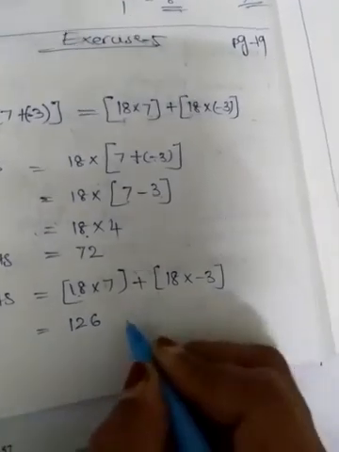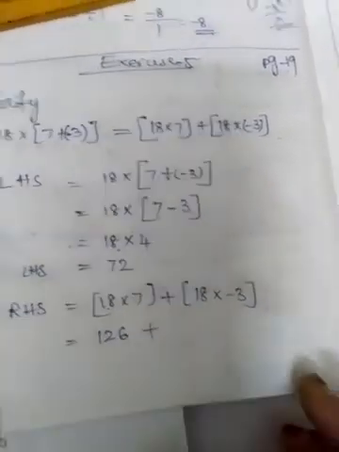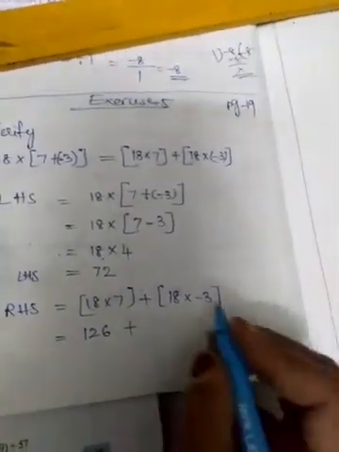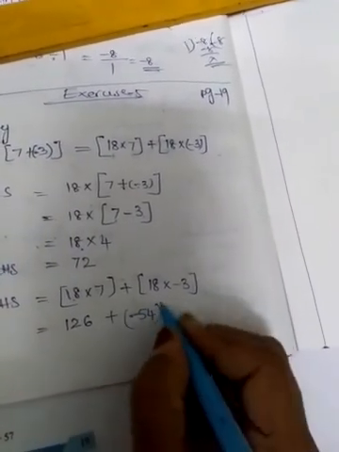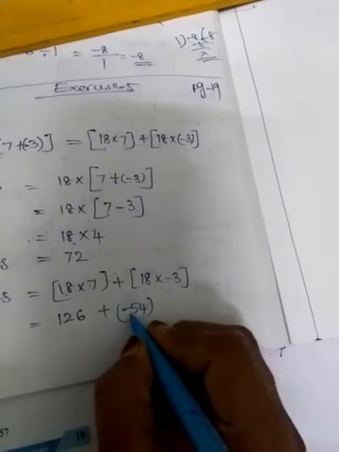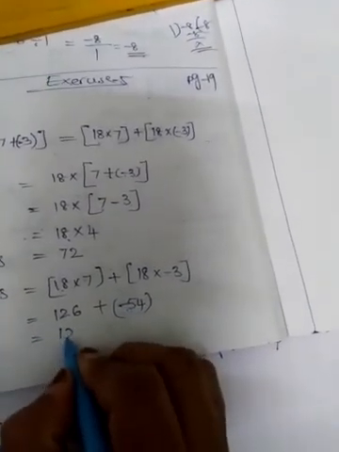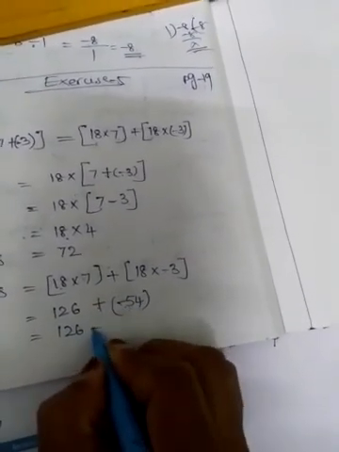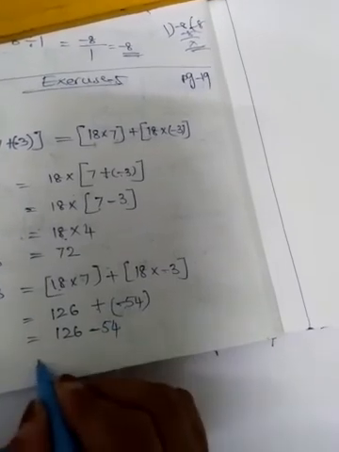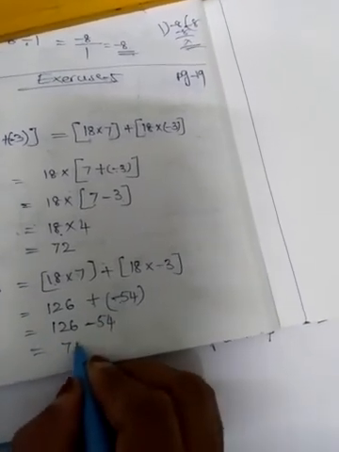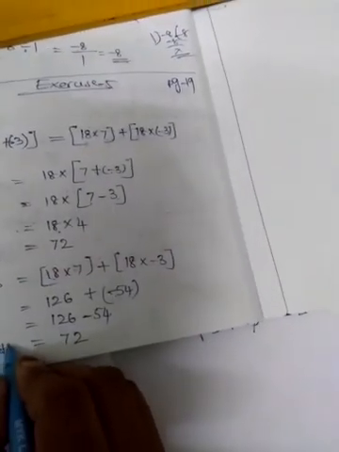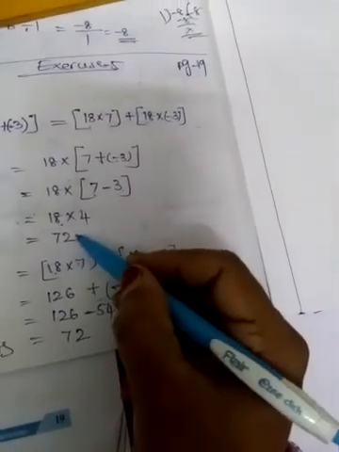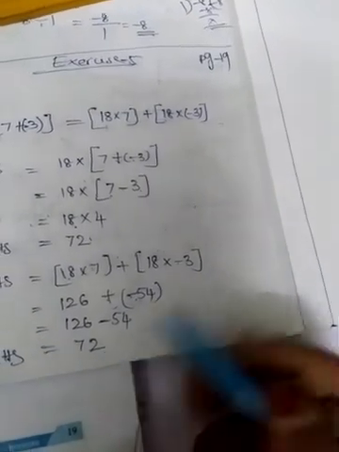126. Forgot every table. Learn tables regularly. 18 7 ja 126. Now 18 3 ja minus 54, because minus is there. That's why minus 54. Now 126 plus into minus, minus 54. 126 minus 54 is 72. Okay, this is RHS. LHS also 72, RHS also 72.